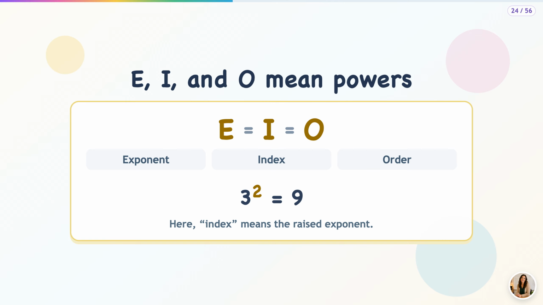The next letters may be E, I, or O. E means exponent. In British and Commonwealth textbooks, I means index, and indices is the plural. Here, an index is the small raised exponent. O means orders, another name used for powers and roots.